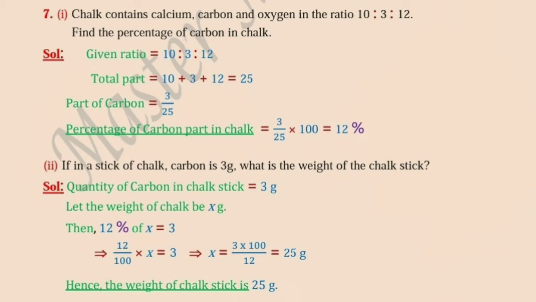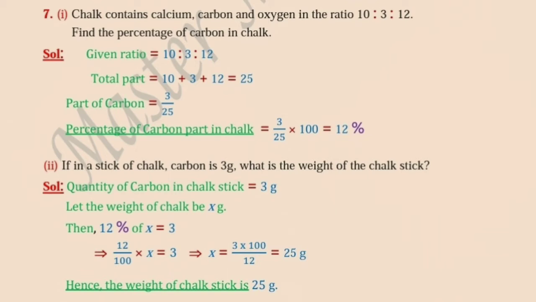Sum number 7. First one. Chalk contains calcium, carbon and oxygen in the ratio 10:3:12. Find the percentage of carbon in chalk. Solution. Given ratio is equal to 10:3:12. Therefore, total part is equal to 10 plus 3 plus 12 is equal to 25. Part of carbon is equal to 3 upon 25. Percentage of carbon part in chalk is equal to 3 upon 25 into 100, which is equal to 12%.